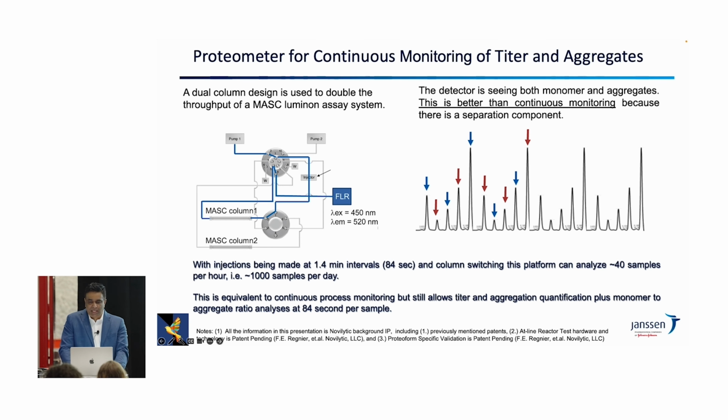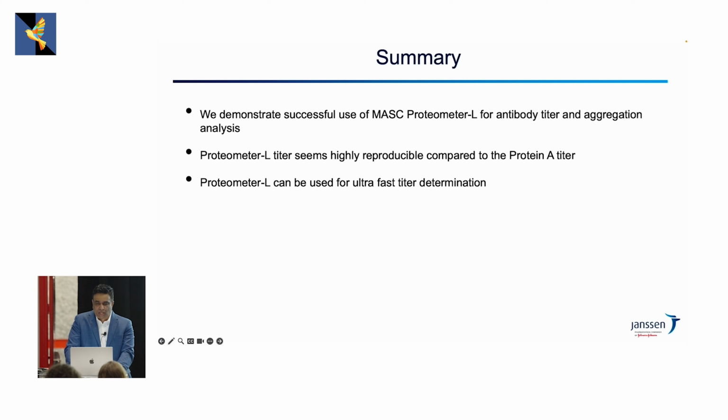So the advantage of doing high throughput titer determination using the column is you can determine the titer as well as you can do product quality analysis, where you can obtain the aggregate levels as well as determine the titer simultaneously. So I hope I was able to demonstrate the use of this mobile affinity selection chromatography technology to determine titer and aggregation levels. In our hands, we find that this is highly reproducible and more reproducible than the traditional protein A post-purification titers that we obtain using the standard method. And we also demonstrate a very fast titer determination method using column switching.